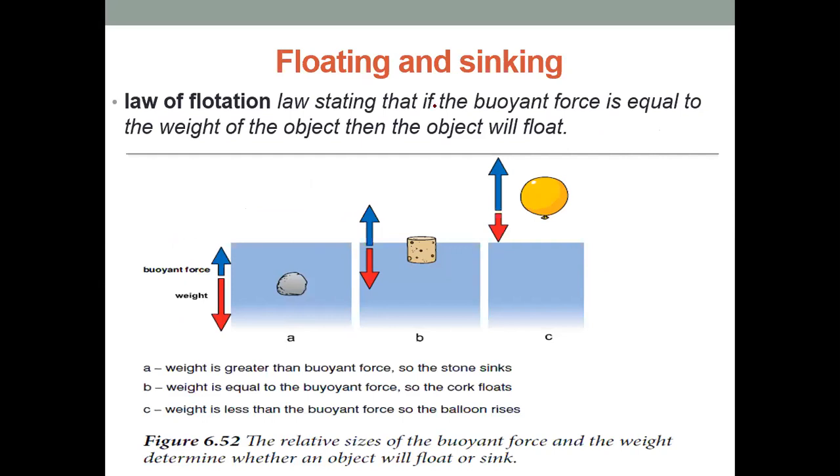Floating and sinking depends, again, on the density difference between water and the object. Here there are three objects. One of them is in the middle, standing. One of them is at the top, floating, and one of them is just sitting at the bottom.